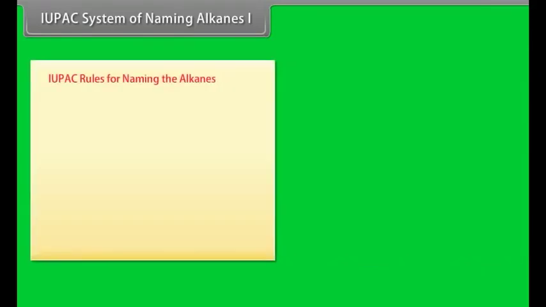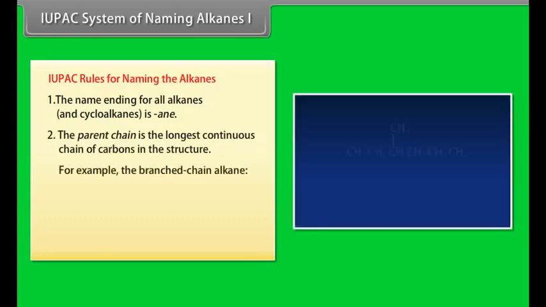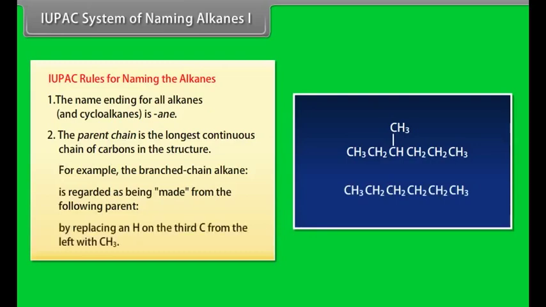IUPAC rules for naming the alkanes. Number 1. The name ending for all alkanes and cycloalkanes is -ane. Number 2. The parent chain is the longest continuous chain of carbons in the structure. For example, the branched chain alkane is regarded as being made from the following parent: CH3, CH2, CH2, CH2, CH2, CH3, by replacing an H on the third C from left with CH3.